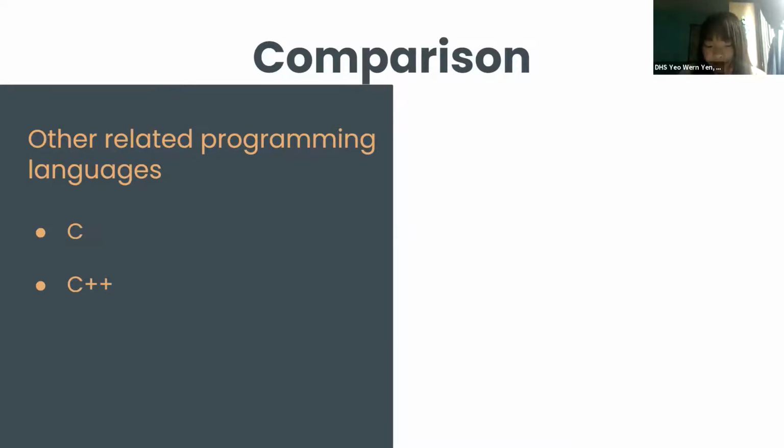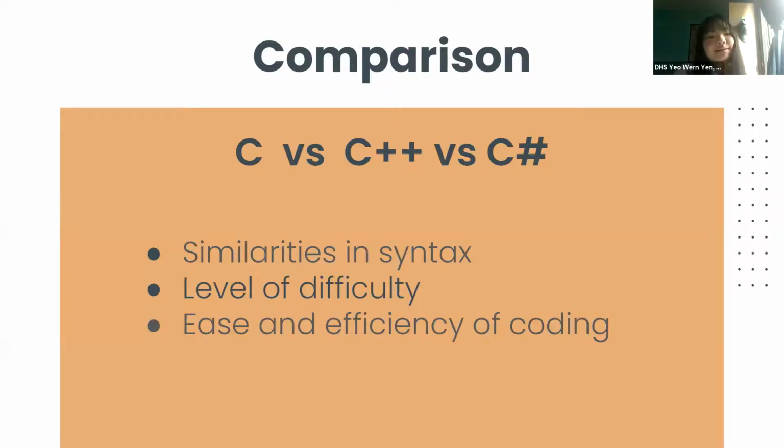C++, the second one, is a general purpose programming language, and it's object oriented as well, same as C#, and also used widely in the game industry as well as many other applications in general. Comparing these three languages, they are actually really similar in syntax, because as I mentioned just now, C++ and C# are extensions of C.